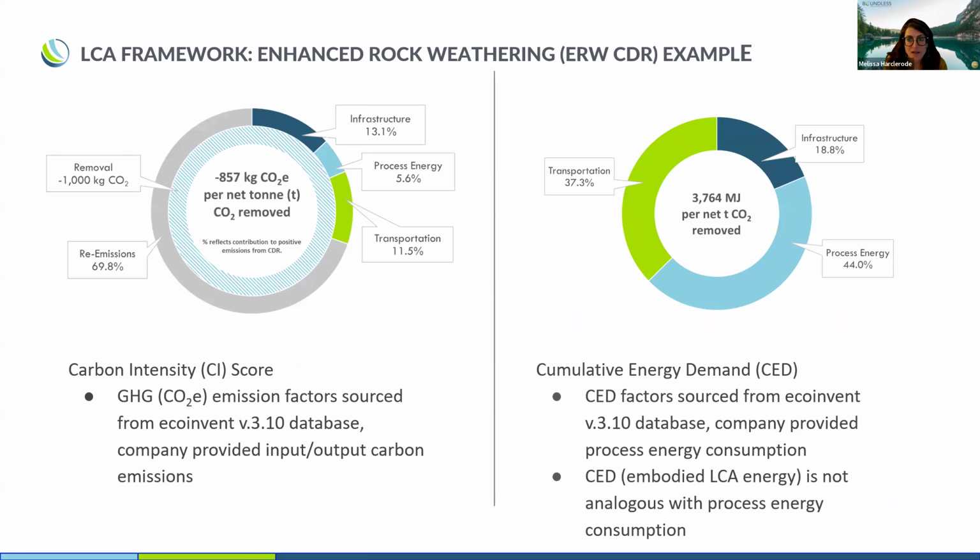The life cycle assessment key performance indicators we focused on were carbon intensity and cumulative energy demand, based on net removal of carbon to account for the amount of carbon that remains after accounting for the emissions generated throughout the removal process, such as energy use, manufacturing, and disposal. Net removal is the more accurate measure of a project's positive impact on the climate because it subtracts the project's own carbon footprint from its total removal. That's really important to consider as you're integrating additionality into your modeling.